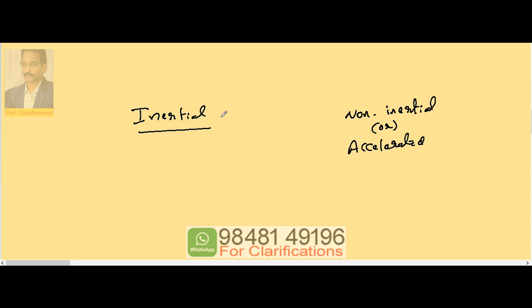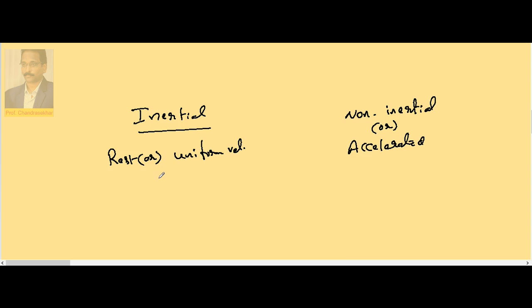So what is an inertial frame? A reference frame either at rest or moving with uniform velocity. So the coordinate system may be at rest or the coordinate system itself is moving with uniform velocity. For example, a person in a moving bus, and the bus is moving with uniform velocity. Imagine a person sitting inside the bus is making measurements, and the bus is moving with uniform velocity. This kind of frame is called inertial frame.